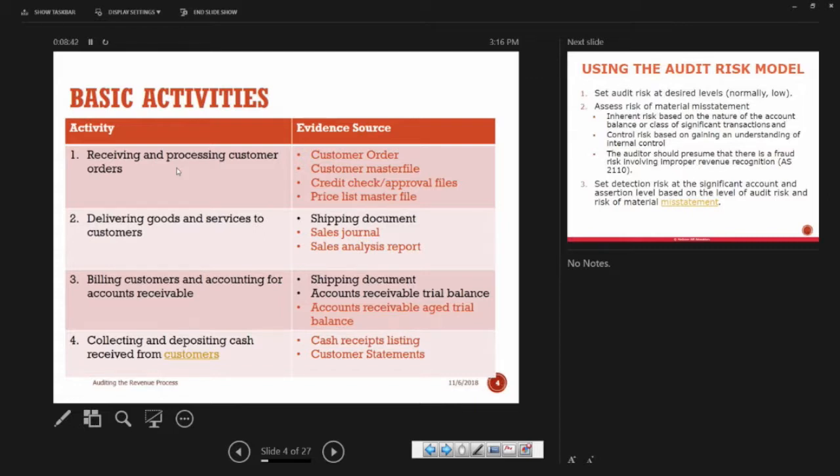And then once we bill the customer, we want to make sure that we collect in accordance with whatever terms we offer the customer. So the cash receipts listing or the cash receipts journal, and then customer statements, which are monthly statements that the company probably sends out, showing the customer, here's the activity for the month, showing sales as well as cash receipts.